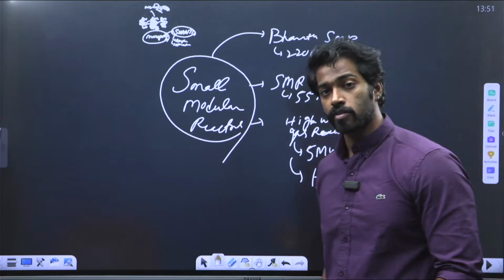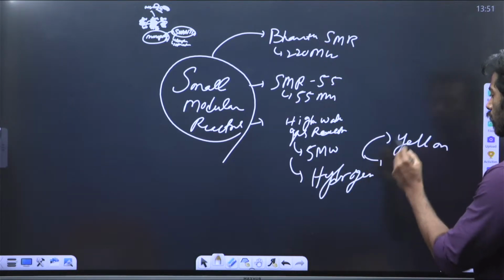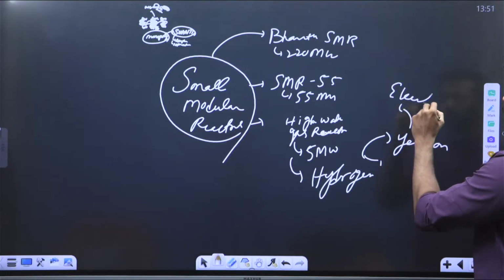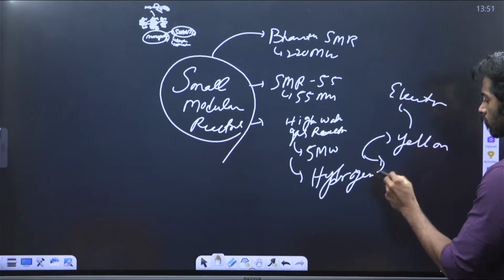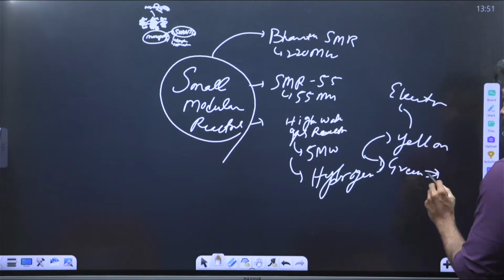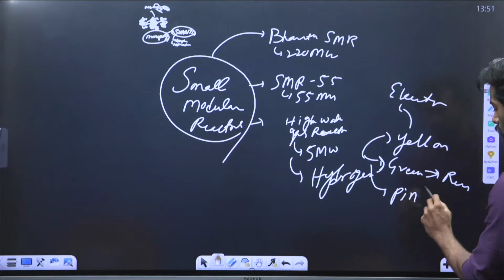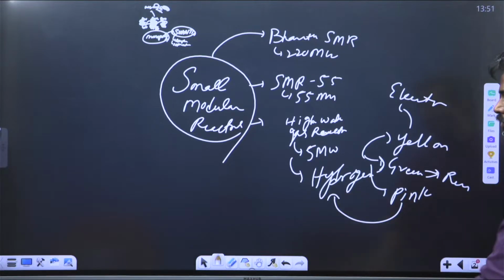Now there are types of hydrogen. We have yellow hydrogen, blue hydrogen, green hydrogen. Yellow hydrogen is produced from electricity, from the power stations. Then we have green hydrogen, which is from renewable energy. We also have pink hydrogen, which is mainly from nuclear power plants.